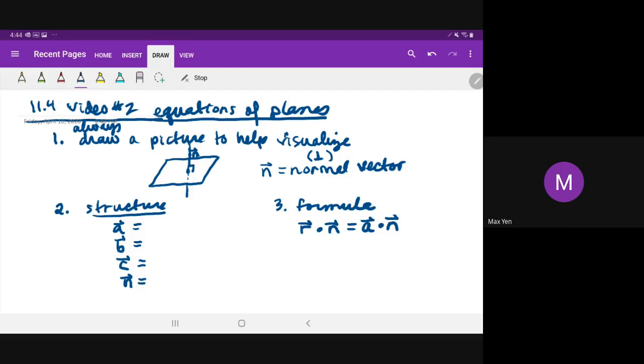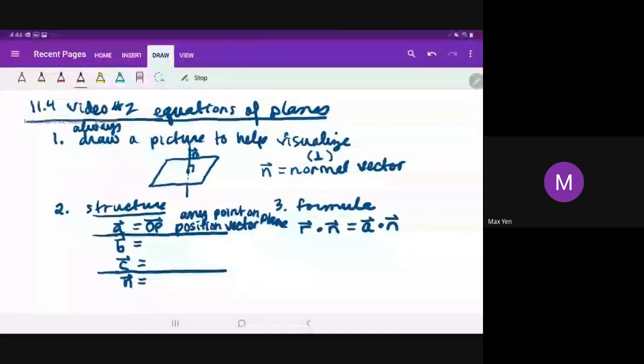Okay, now the way the structure is related is, put a line here and a line here. After I taught it for a few years, I realized if I put the lines here, it helps. A is the same thing it was with lines. A is, we'll call it OP, which is the position vector. Now this is any point on the plane. So we'll put P here.